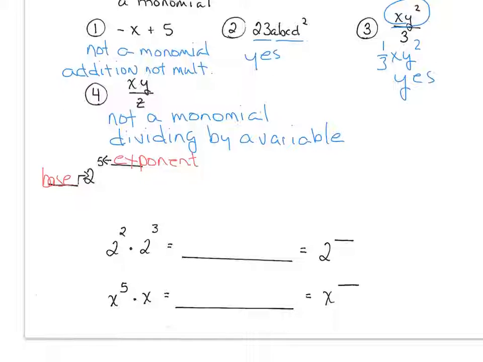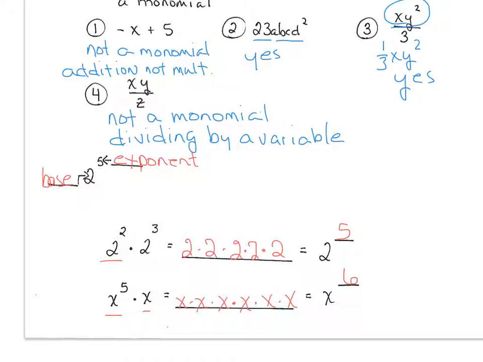If I have the expression 2 squared times 2 cubed, that means I have 2 as a factor 2 times, and then I have 2 as a factor 3 times. So we have a base of 2, 1, 2, 3, 4, 5 times, so our new exponent is 5. If we look here, we have x as a factor 5 times, and then we have x as a factor 1 more time. So x is a factor a total of 1, 2, 3, 4, 5, 6 times.